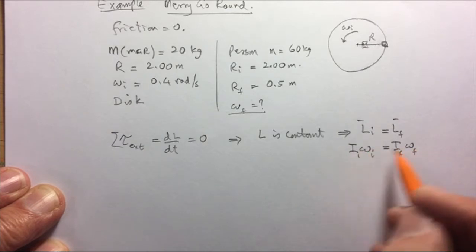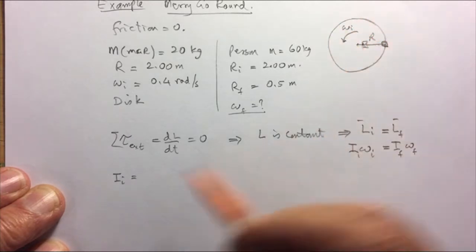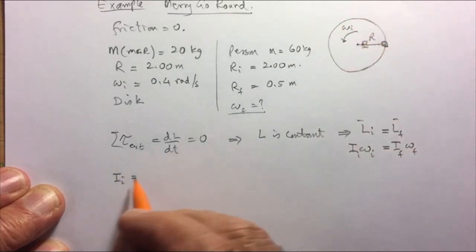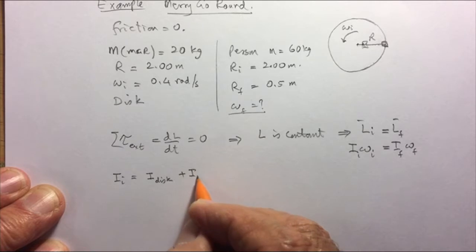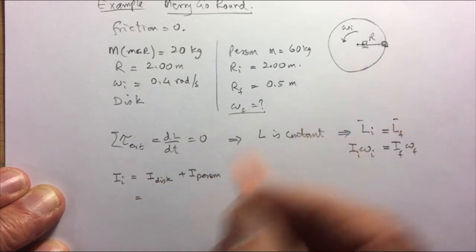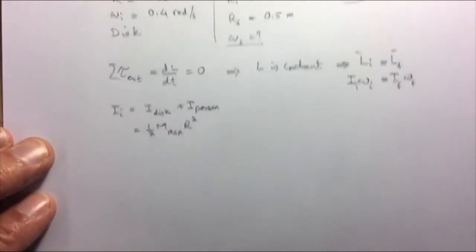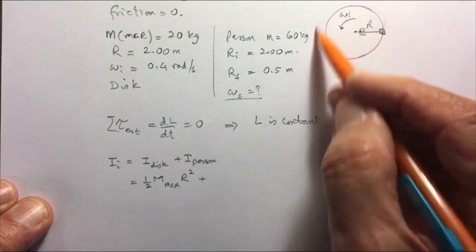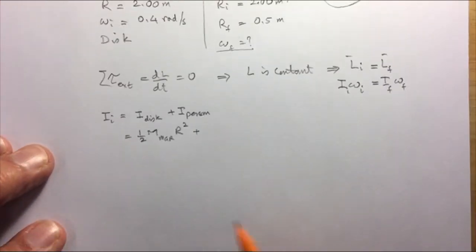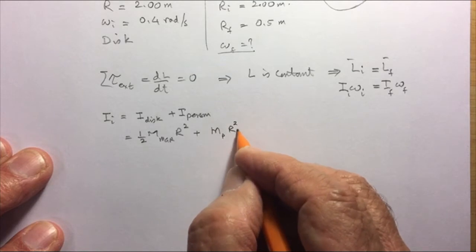This is the unknown thing. All of these should be known. So I initial is the initial moment of inertia of this, and the moment of inertia of this is going to be the moment of inertia of the disk, or the merry-go-round, plus the moment of inertia of the person. So since it's like a disk, it's going to be 1/2 mass of the merry-go-round times r squared, and the person can be assumed to be a point mass, even though it's not a point mass, but compared to the dimensions that we have here, it's rather small. So we can consider this to be the mass of the person times r squared at its initial position.